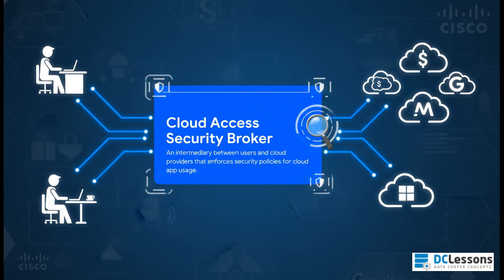Okay, so let's break that down into simple terms. Think of a CASB as a security checkpoint, like a gatekeeper that sits between your users and all your cloud applications. And it doesn't matter where that user is, in the office, at home, at a coffee shop, the CASB intercepts that traffic to inspect it and make sure your security rules are being followed.